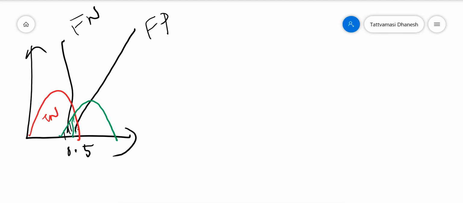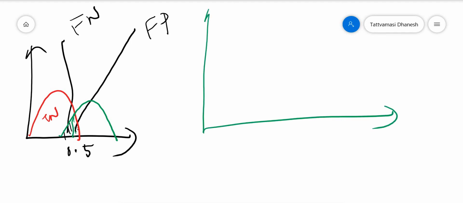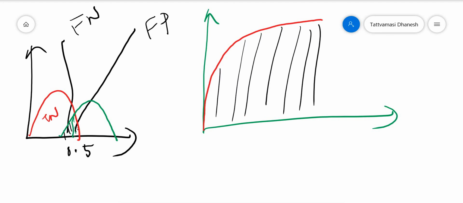In that case, if you draw the graph, you will be getting like this. The graph should be like this, your ROC curve. When you calculate the area under the graph, you can use the process of integration. It will be somewhere around 0.7. That means it is 70%. The performance is around 70% accurate.